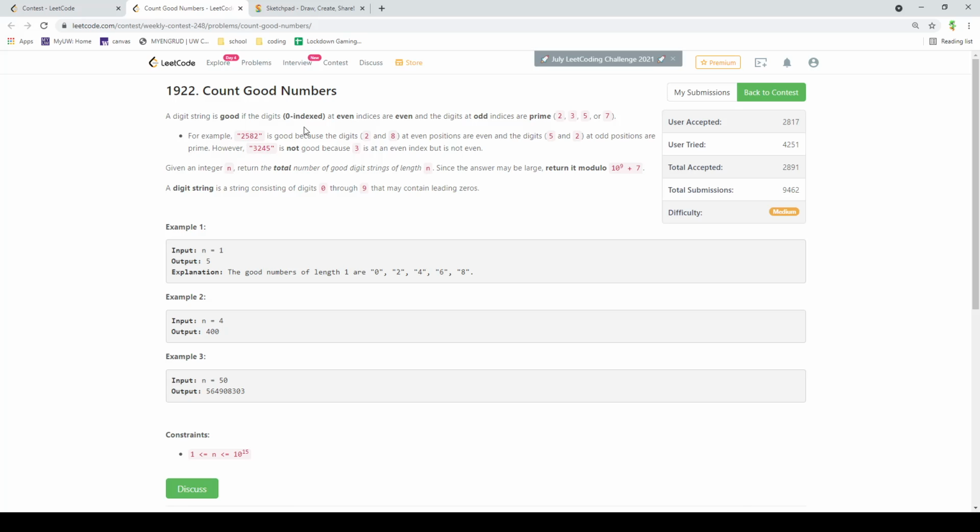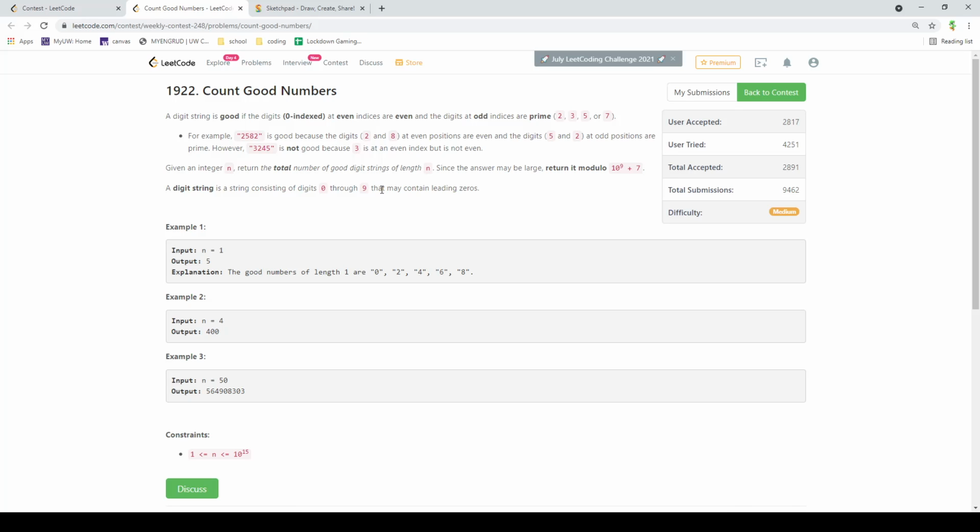And a digit string is good if all the integers at even indexes are even and all the digits at odd indices are prime. So prime numbers are 2, 3, 5, or 7. Those are the prime digits. So these are just some examples of what would be counted as a good digit string or a not good digit string. And you're supposed to return the total number of digit strings of length n, and return that modulo 10 to the 9 plus 7.